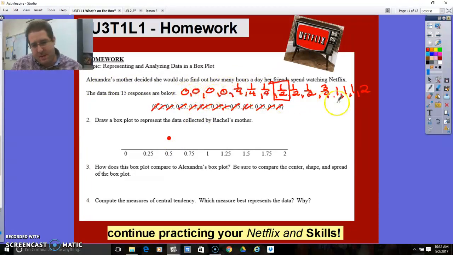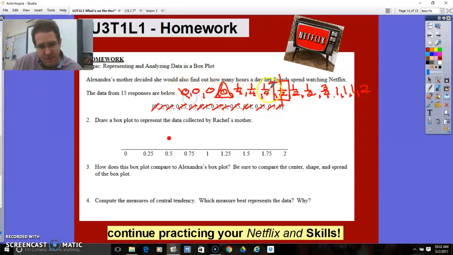And so this is the mom's data. And you'll notice that the mom's data, the numbers are much lower because I guess adults watch less Netflix than the kids did. But we'll see what happens in the end. So the half in the middle, I'm going to put a line through it because it's not a part of the bottom half. It's not a part of the upper half. It's just simply in the middle. So now we have 1, 2, 3, 4, 5, 6, 7 numbers below it in the bottom half, and that would be the 4th number in the middle is the quartile.